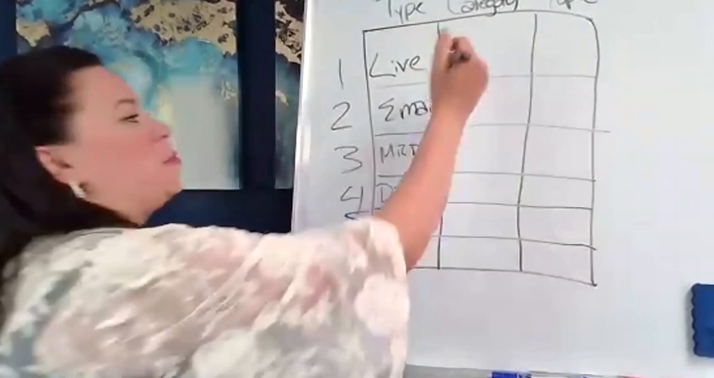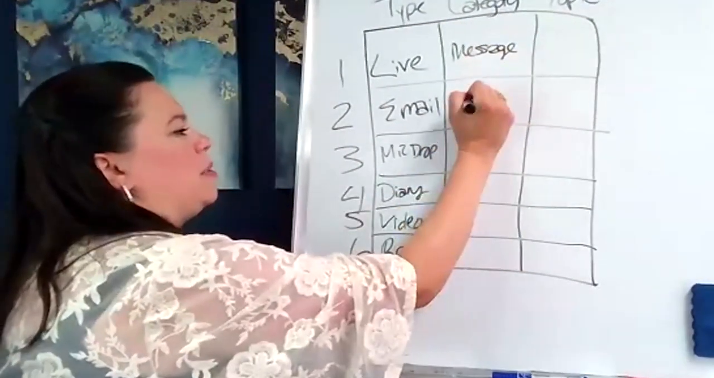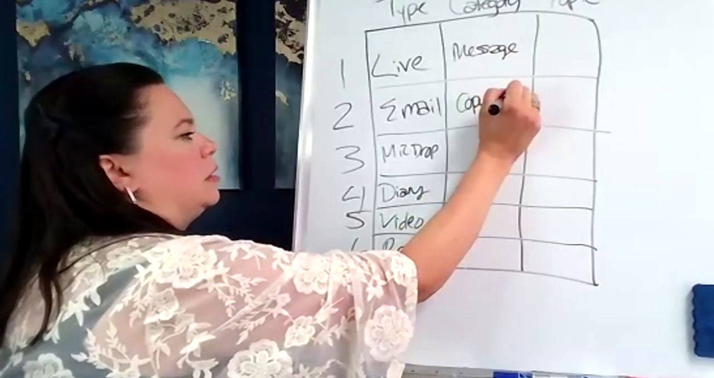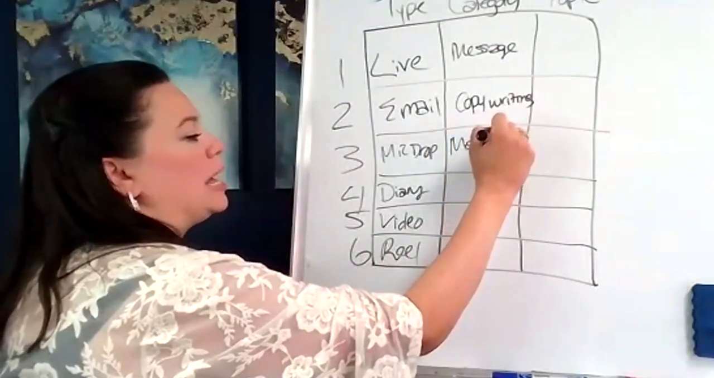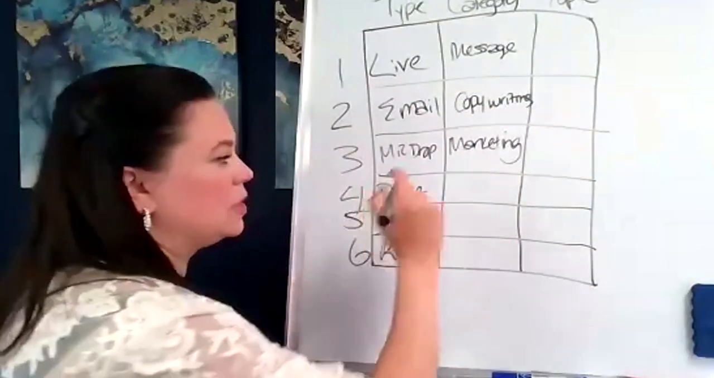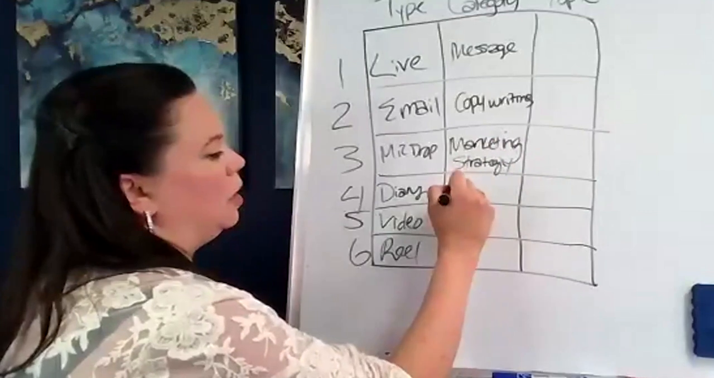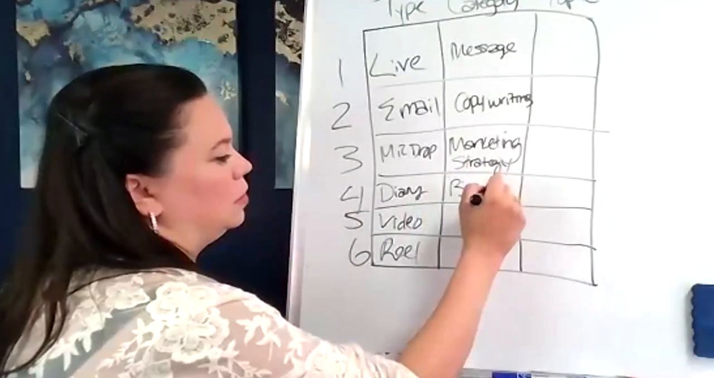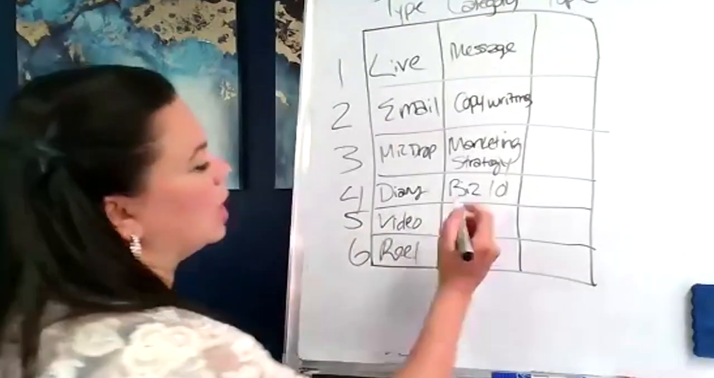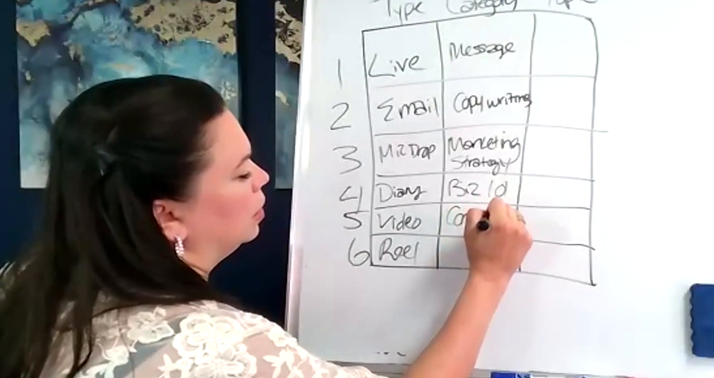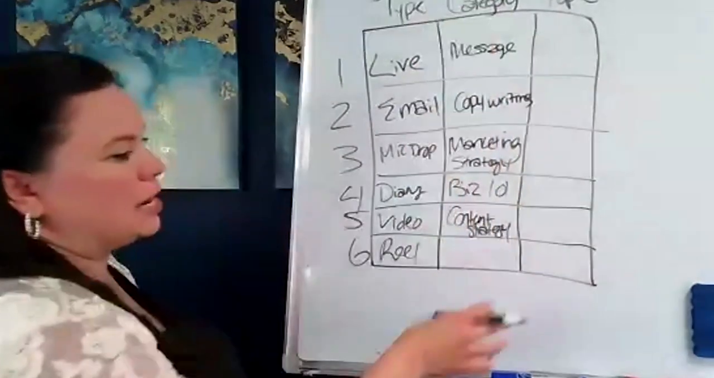So for me, I would put messaging. I'd put copywriting. I'd put marketing strategy. These are all my content categories. Obviously, yours will be different. This is just an example. Business 101. I would put content strategy. Right? So I'm going to put all my content categories going down here.